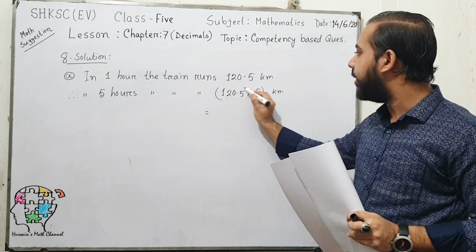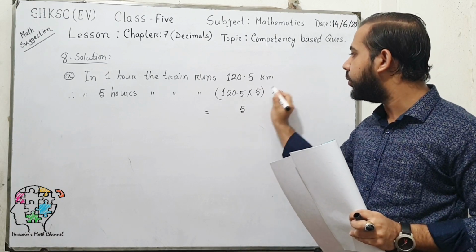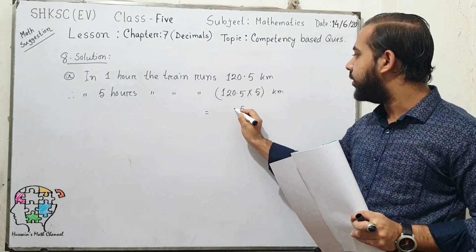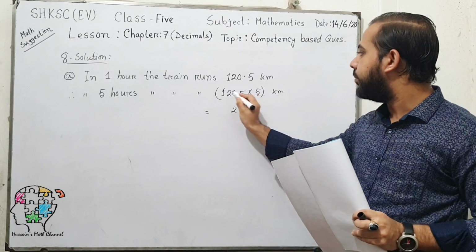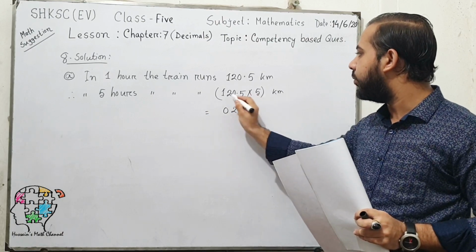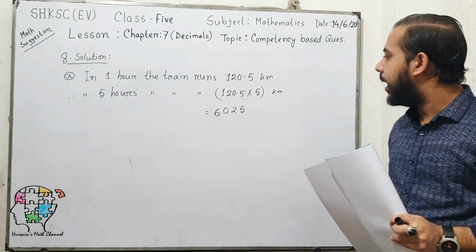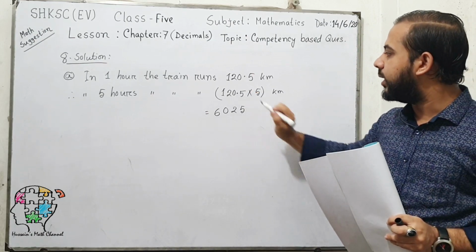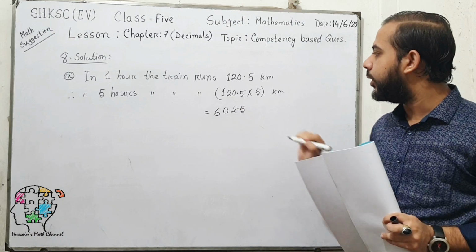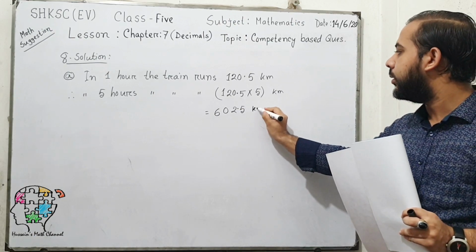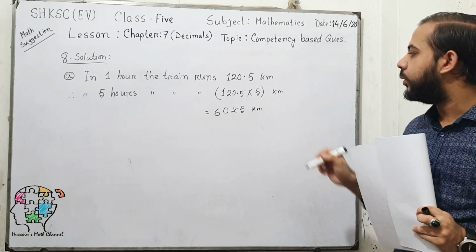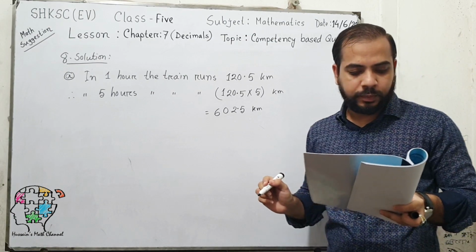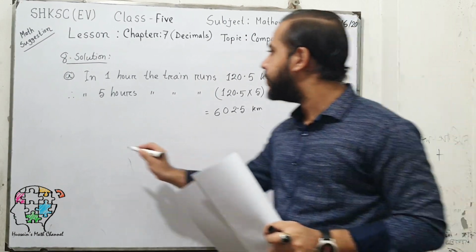Side by side multiplication: 5 times 5 is 25, in hand 2. 5 times 0 is 0, plus 2 is 2. 5 times 2 is 10, in hand 1. 5 times 1 is 5, plus 1 is 6. There is a decimal point after one digit, so we put a decimal point after one digit here. So the answer will be 602 km. Now the next question, question B.